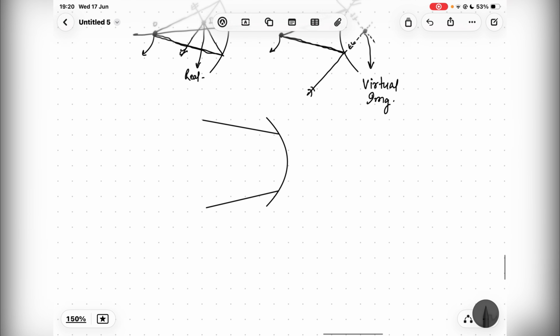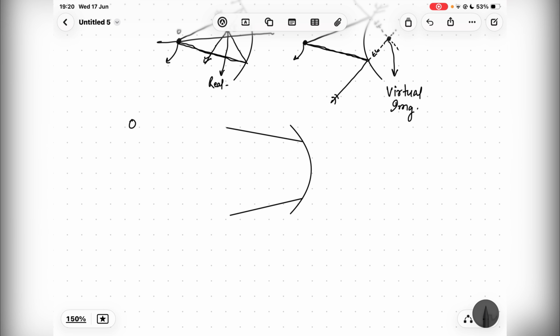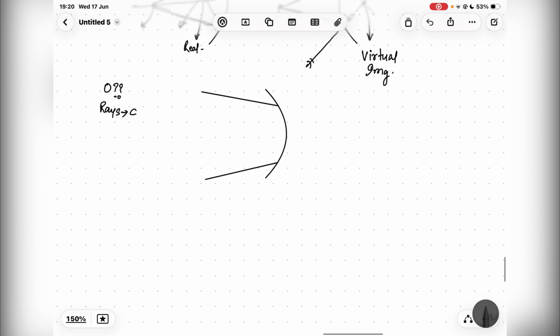In this case, what happens is that we do not know where the object is. Okay, we only know that the rays are converging. So by the laws of reflection, we will trace the reflected rays, and here an image of that object will form.